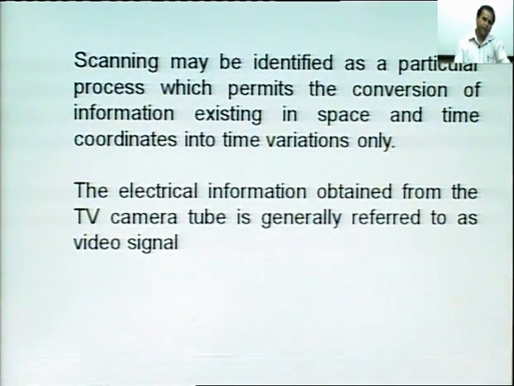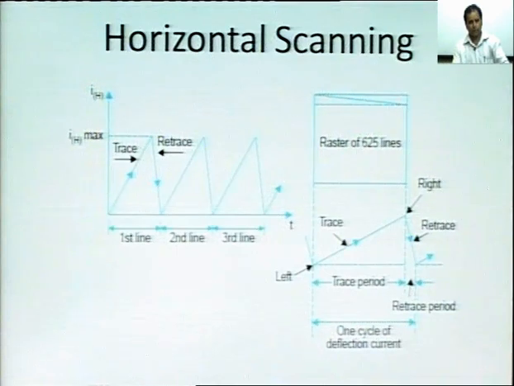Scanning may be identified as a particular process which permits the conversion of information existing in space and time coordinates into time variations only. The electrical information obtained from the TV camera tube is generally referred to as the video signal.